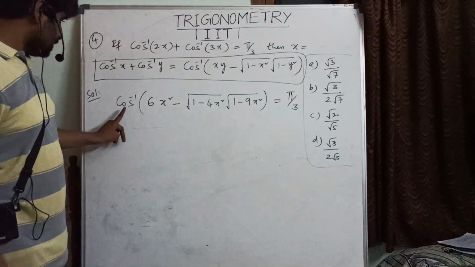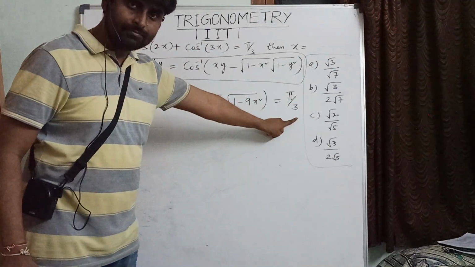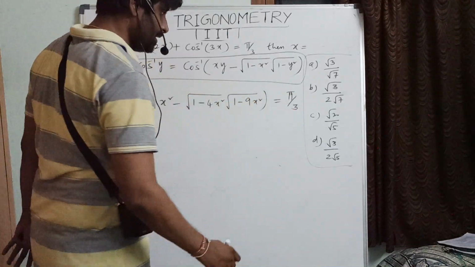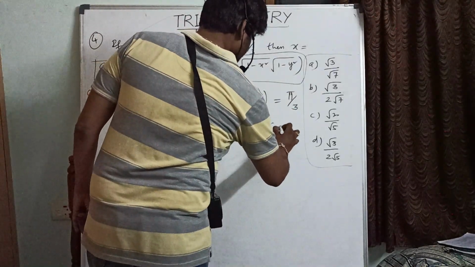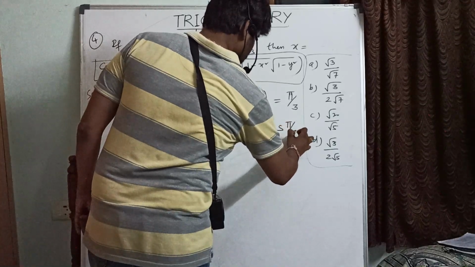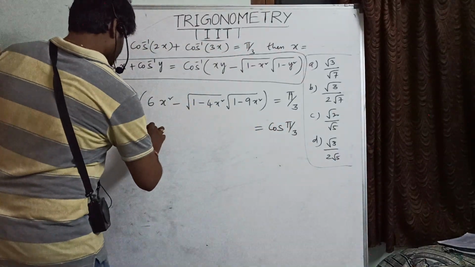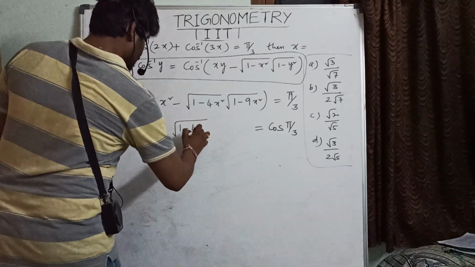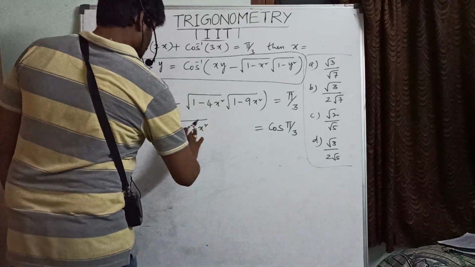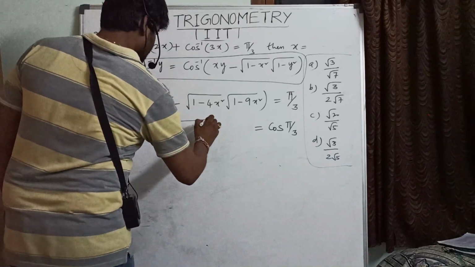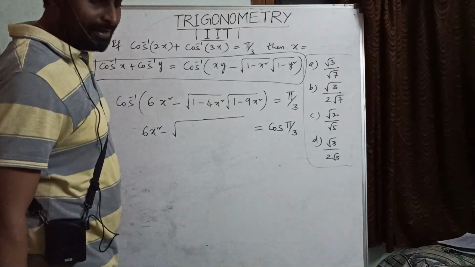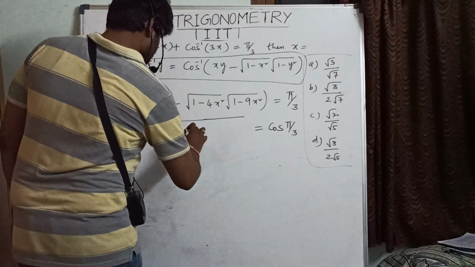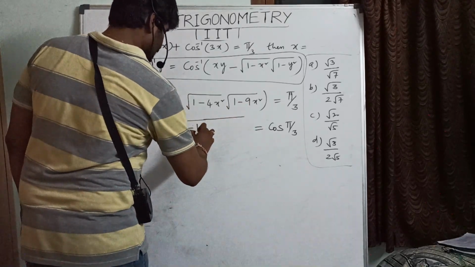Okay, observe, this cos inverse comes here, it will become cos. This cos inverse comes here, it will become cos pi by 3. So cos 60, in the next step we can write 1 by 2. Cos 60 is 1 by 2. Here 6x square minus root 1 minus 4x square. Here we can multiply also inside. Root a into root b is root ab. 1 into 1, 1. Now minus 4x square, 9x square, 13x square.